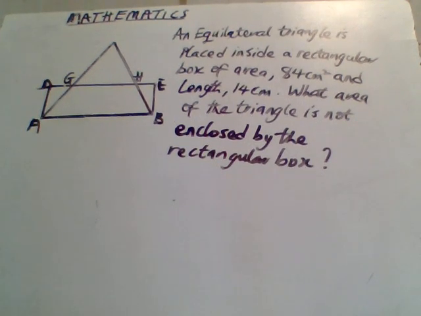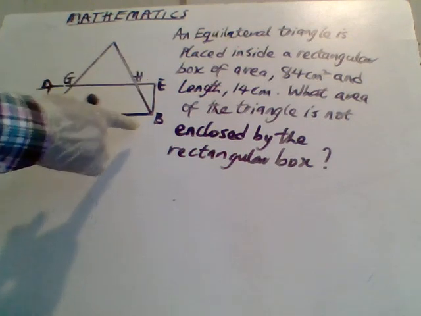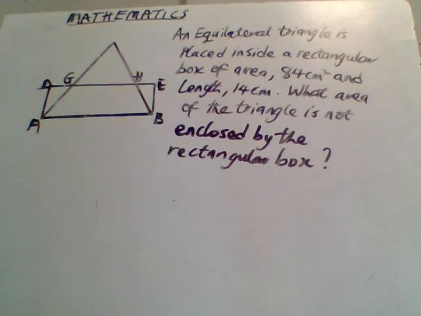Alright, good day student. As you can see, an equilateral triangle is placed inside a rectangular box of area 84 cm squared, having a side length of DEBH. When it is placed, there's a point here, we label it G and H. The length of the rectangle is 14 cm and the area is 84 cm squared. What area of the triangle is not enclosed by the rectangular box?